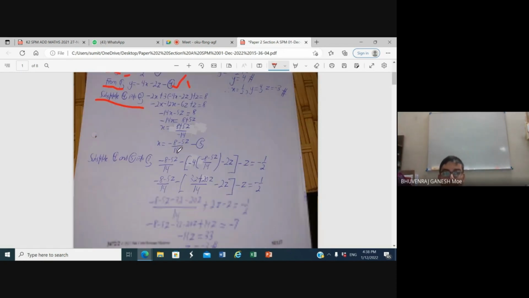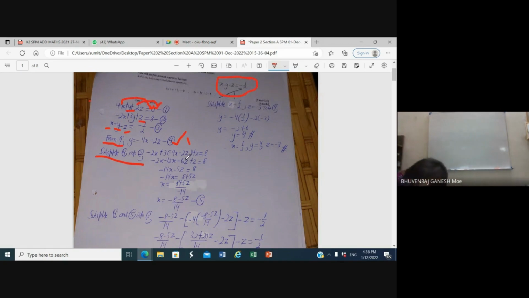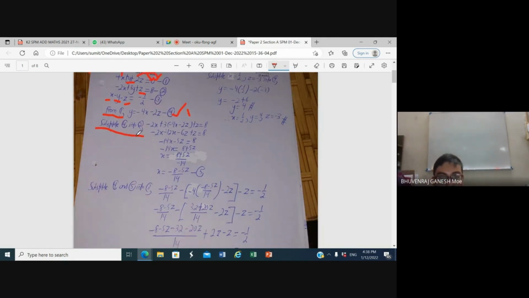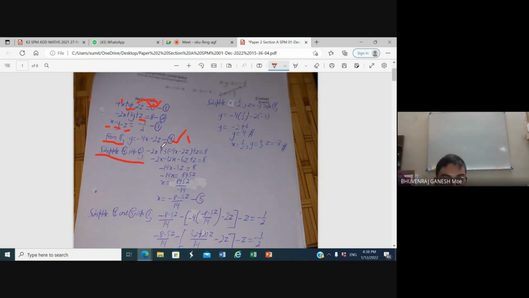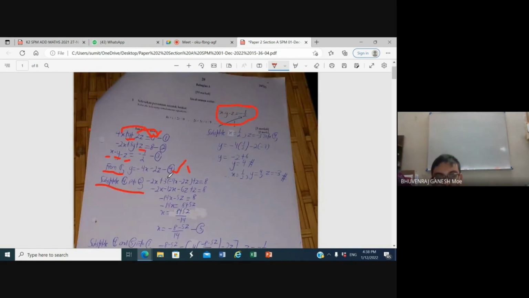So it's not fixed lah. It can be anything. Then the next mark is coming from when you can reach to this. So from here you need to substitute lah. Which one do you want to substitute into? Like this, y equals negative 4x minus 2z. You want to substitute in 2 or 3? You got 2 options. 1 you cannot lah. 1 you substitute back, you get the same thing. So which one do you want? Either 2 or 3 lah.